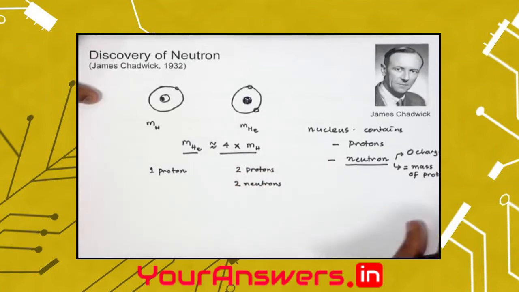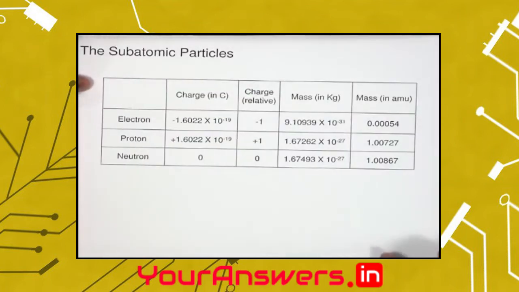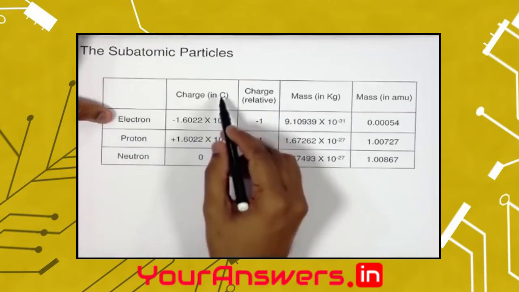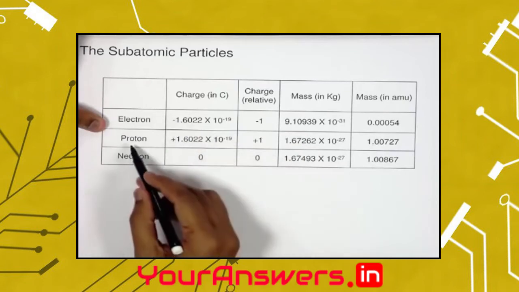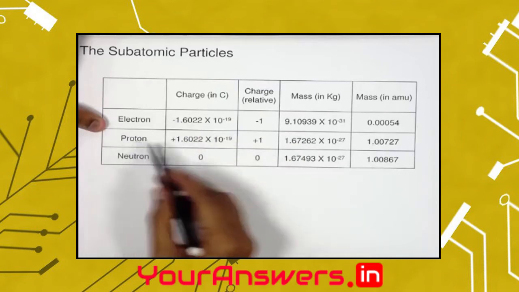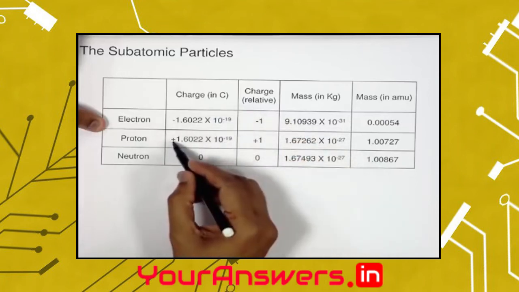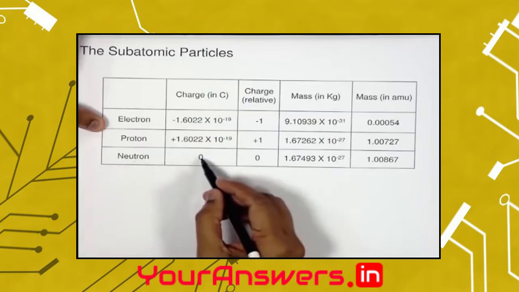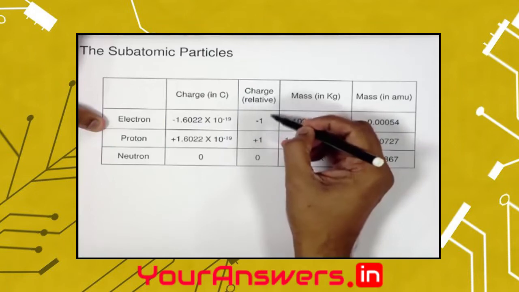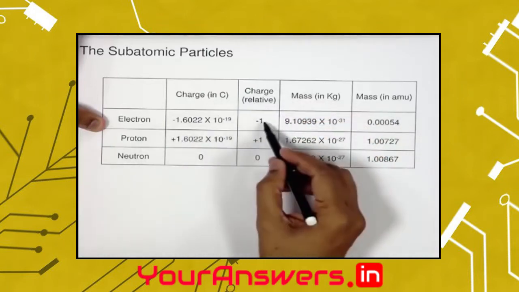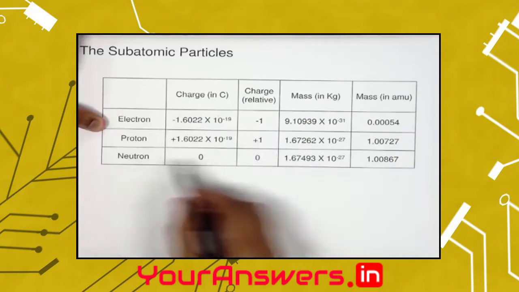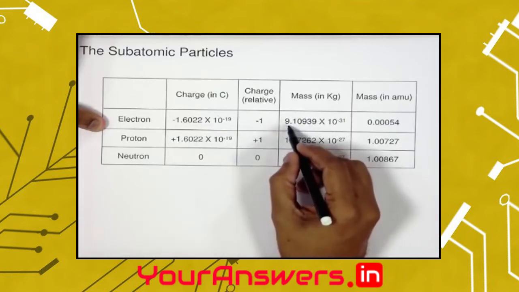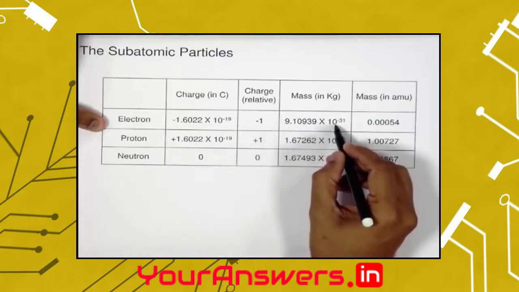So we can summarize now the subatomic particles that we discussed. We saw the electron, which has a charge of 1.6 into 10 to the power minus 19 coulomb, which is negatively charged. We came across the proton, which has exactly the same charge as the electron, but is positively charged, and we have a third particle, the neutron, which is chargeless, or has 0 charge. On a relative charge scale, the electron has -1 charge, the proton has +1 charge, and the neutron has no charge. When you look at the mass, the electron has a mass of 9.1 into 10 to the power minus 31 kilogram.